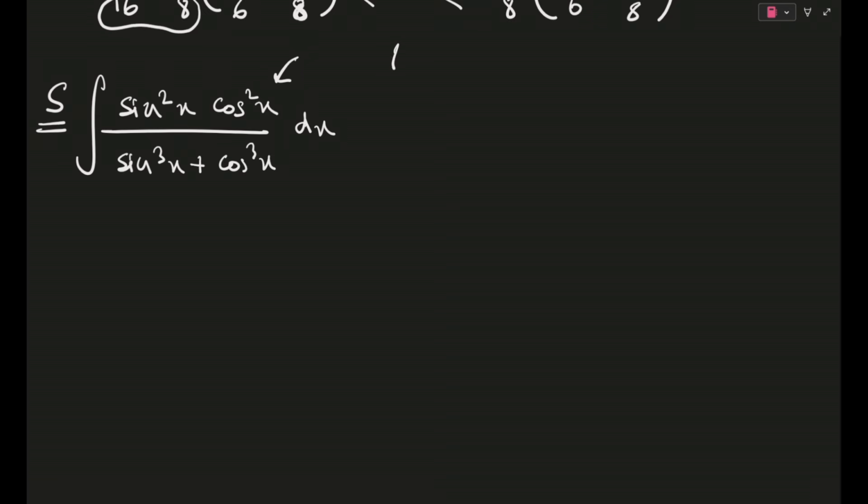So for that, we'll just put small t equal to tan x. The same thing we did in the beginning for the first integral. So sin x, I would write it all once again. Anyways, sin x would be t by root 1 plus t square.